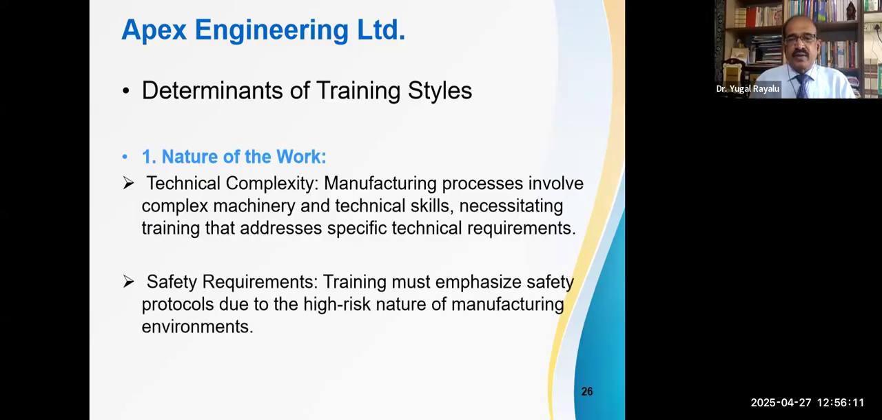Number two, while doing this, safety requirements is very important. Training must emphasize safety protocol due to the high risk nature of manufacturing environment. You know, all these big industries sitting internationally, they want a safety audit. Not only safety. We went to one company where we had to tell about human rights audit. They talk whether the human rights are taken care of or not.